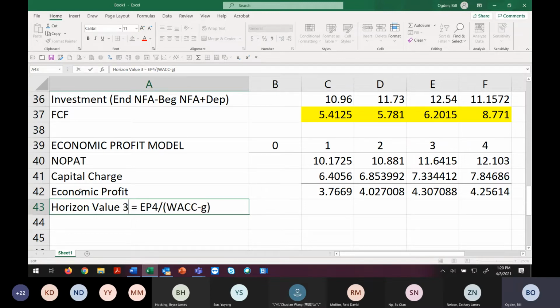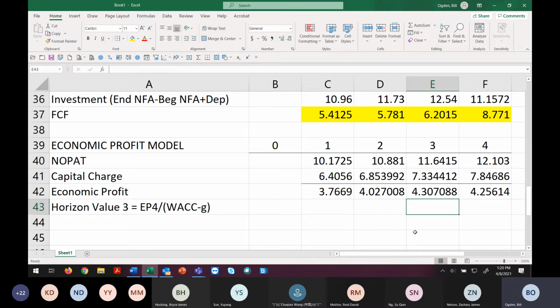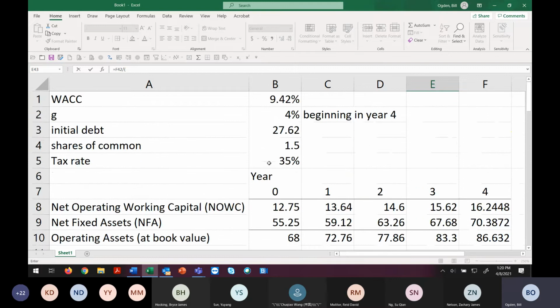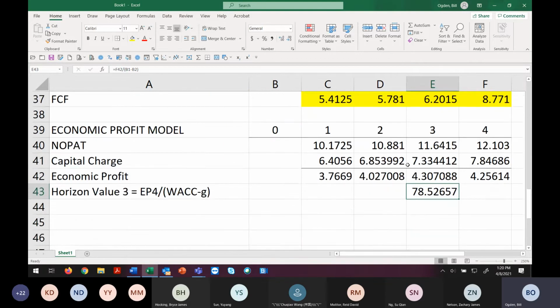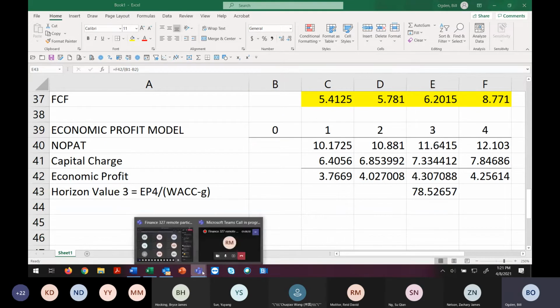Year 3, isn't it? Okay, so continuous growth begins in year 4. To set the horizon value, we go back 1 year. Correct? Okay, so let's do it. Okay, so now I want WACC minus G. WACC minus the G. So I get 78,526. How are we doing?